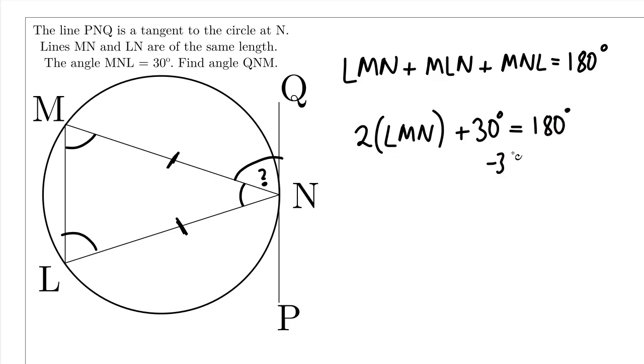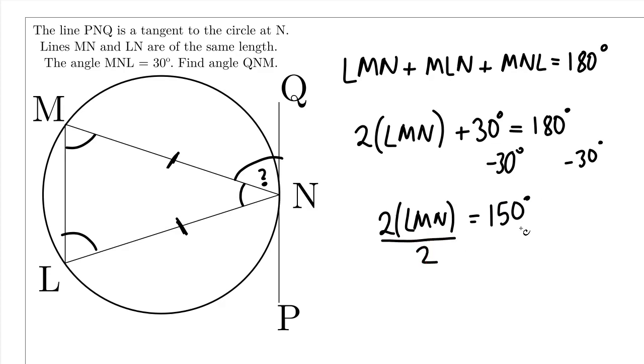Now to solve this, we subtract 30 degrees from both sides of the equation. We end up with two of angles LMN are equal to 150 degrees. Divide both sides of the equation by 2, and we know that LMN is equal to 75 degrees. That's not the end though, because we need to find the angle QNM.